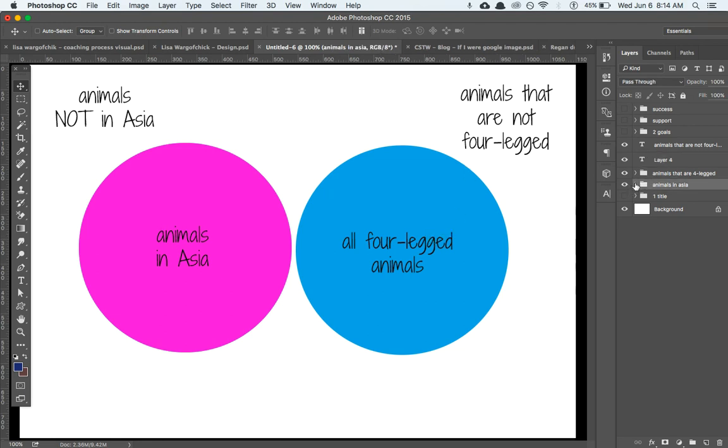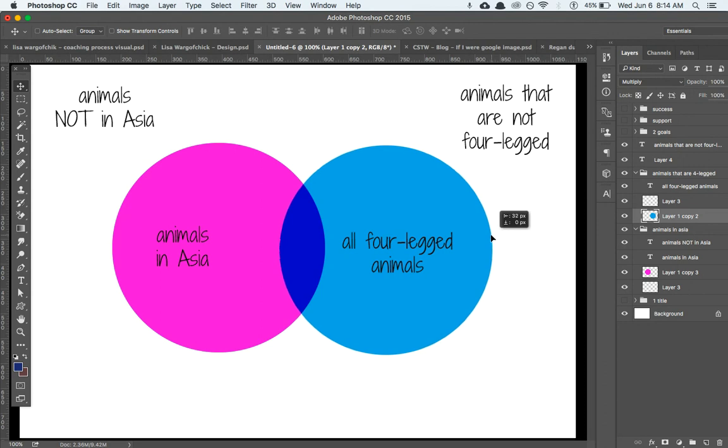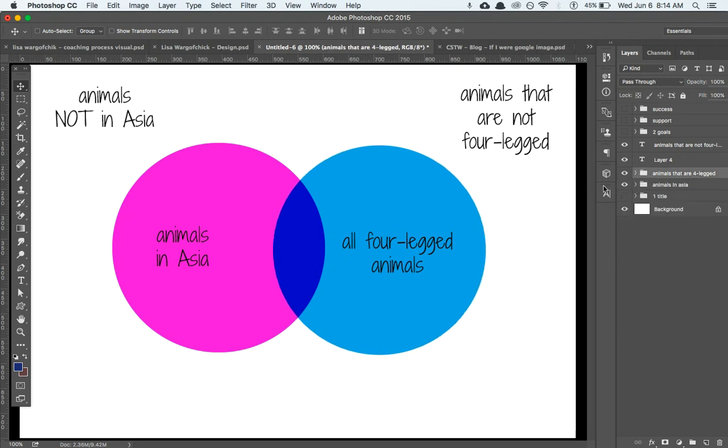And what's interesting here is that there are 4-legged animals that are in Asia. So actually these 2 circles should, let me move them over, intersect. Because where they intersect are all 4-legged animals that are in Asia. Okay, so the Venn diagrams become fun, interesting, exciting, and educational, and they really engage you and make you think when you get to this intersection point. So again, this intersection point represents all 4-legged animals that are in Asia.